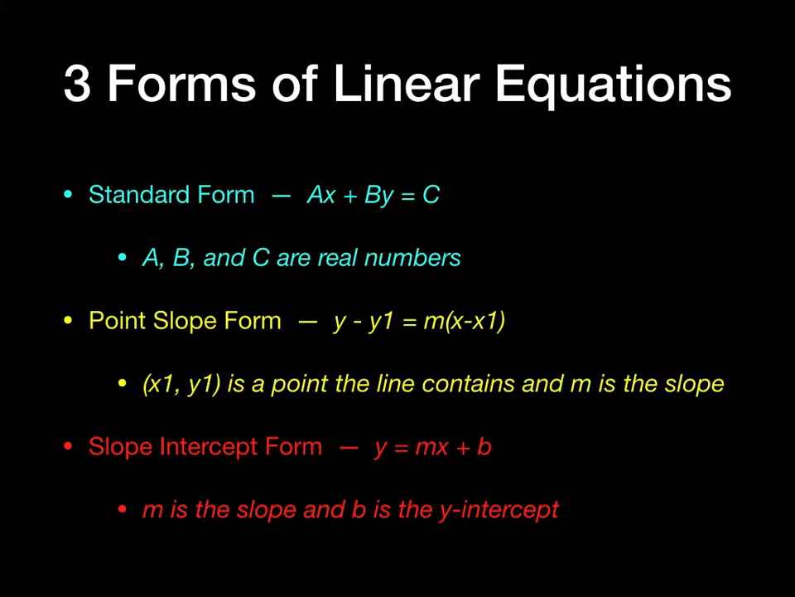The first form is in blue, and you can see it is the standard form. That is ax plus by equals c, where a, b, and c are all real numbers. Point-slope form is in yellow. It is y minus y1 equals m times x minus x1, where x1 and y1 are a point that is contained within the line, and m is the slope. And lastly, in red, we have the slope-intercept form, y equals mx plus b, where m is the slope and b is the y-intercept. The red slope-intercept form is the most common form of linear equations that you will see.